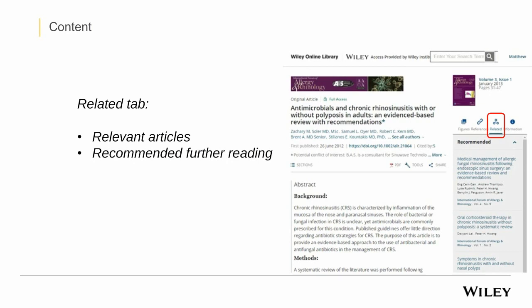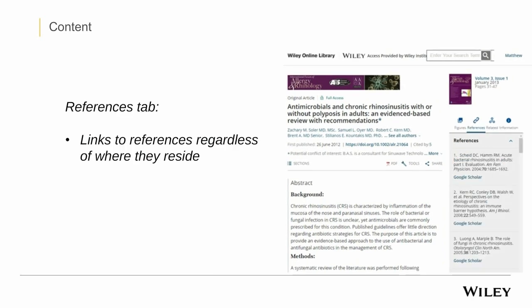Next is the Related tab, which will have articles that are relevant to the subject and are recommended for further reading. These articles reside on Wiley Online Library, so it should be easy for you to link to them. Next we can look at the References tab. Like the ePDF links, these link out directly to the articles that are referenced, regardless of where they reside. Outbound links will be available via Google Scholar or your link resolver.